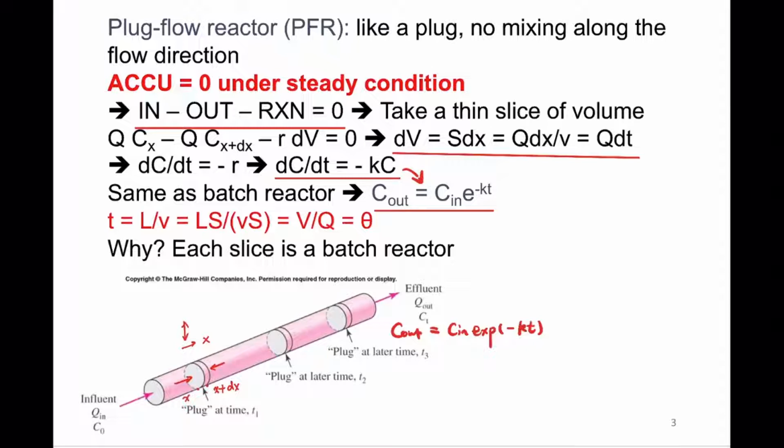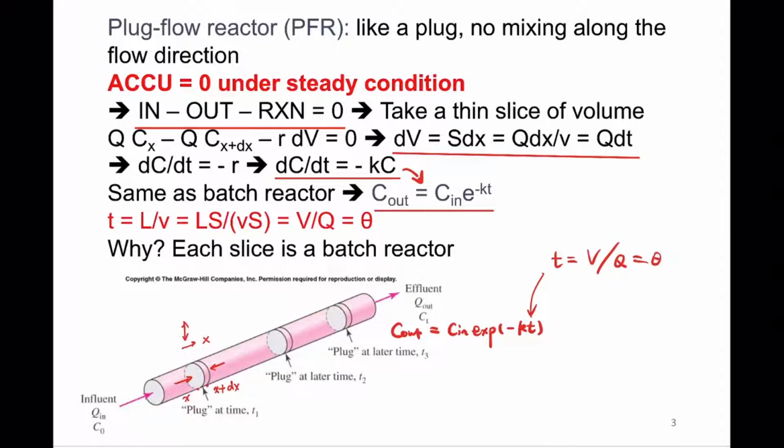This T here, we also call the characteristic time or retention time. It's the same as for the CSTR, which is volume divided by the flow rate. People sometimes also use theta to represent this time.